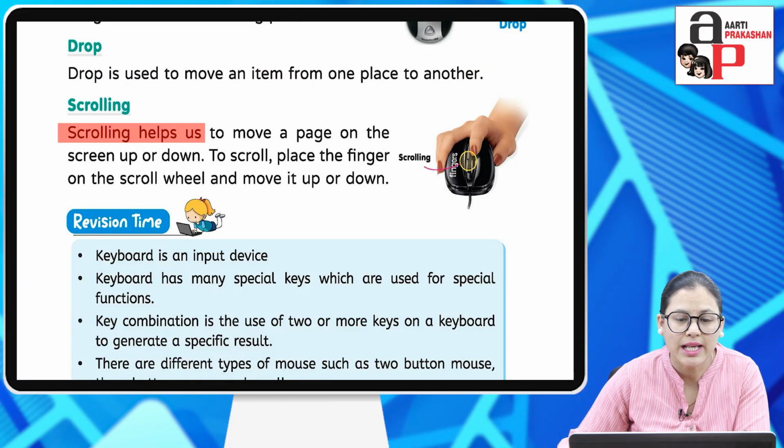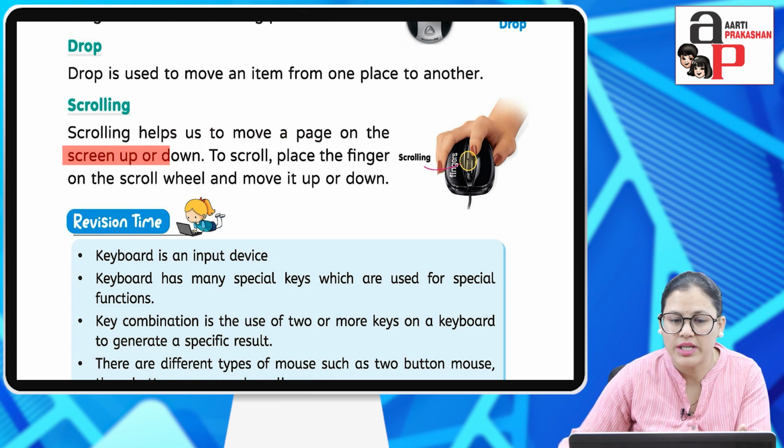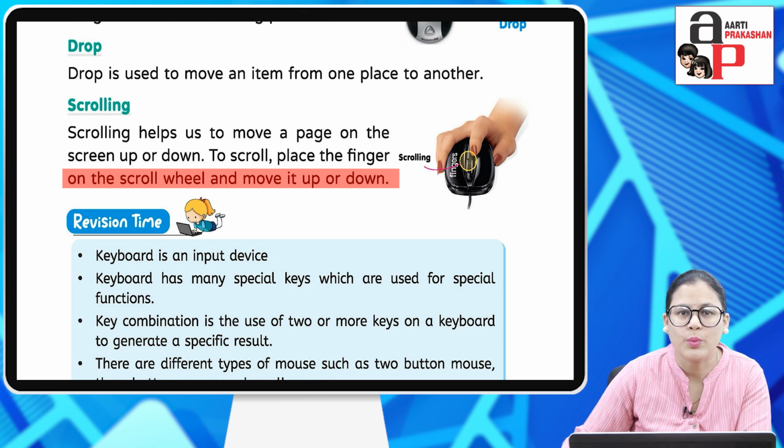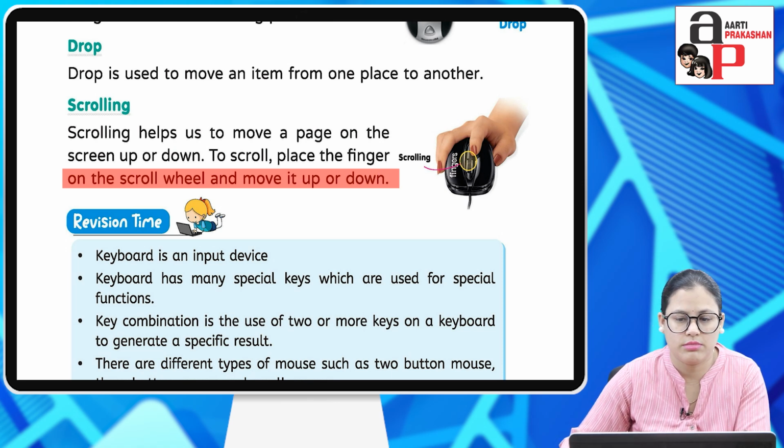Scrolling. Scrolling helps us to move a page on the screen up or down. To scroll, place the finger on the scroll wheel and move it up or down. So for scrolling, we use this scroll wheel, which is found between the 2 buttons.